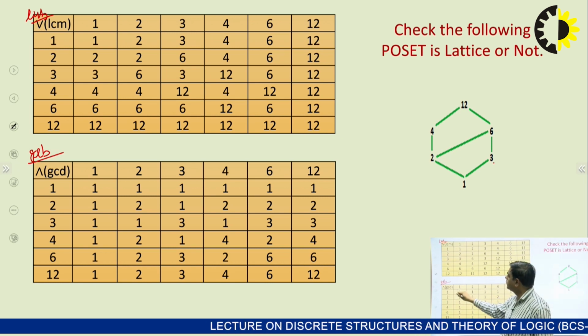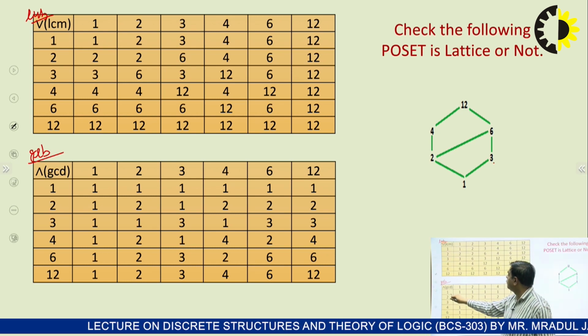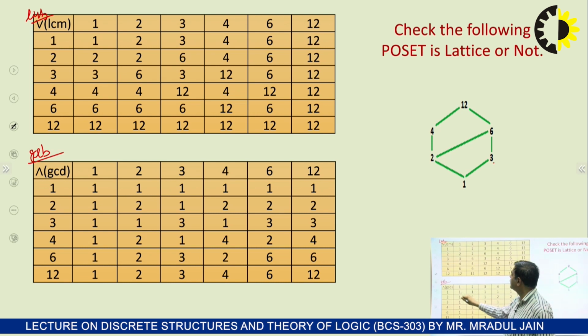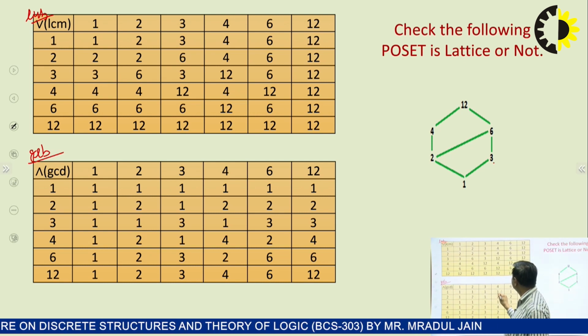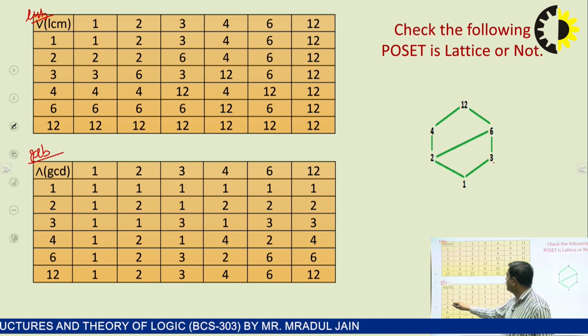For 1 and 1, the GCD will be 1. For 1 and 2, the GCD will be 1. For 1 and 3, GCD will be 1. For 1 and 4, GCD will be 1. For 1 and 6, it will be 1. For 1 and 12, it will be 1. For 2 and 1, it will be 1. For 2 and 2, it will be 2.